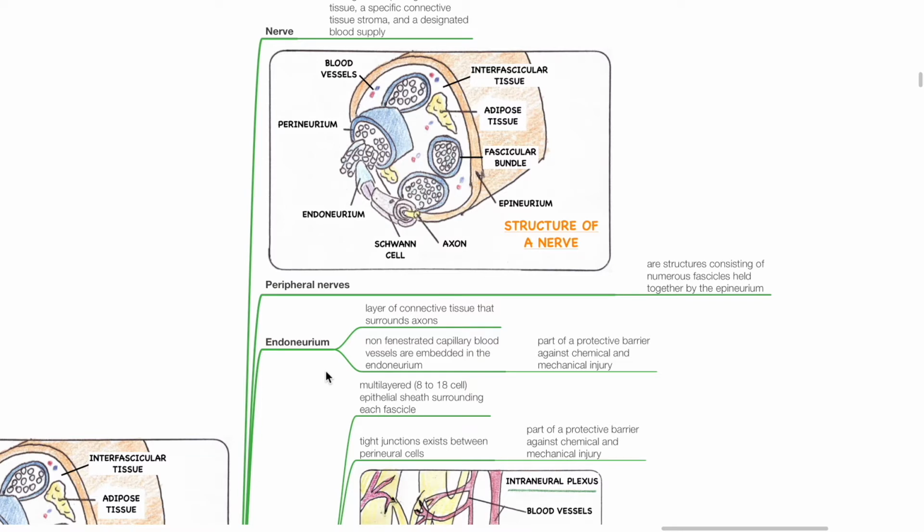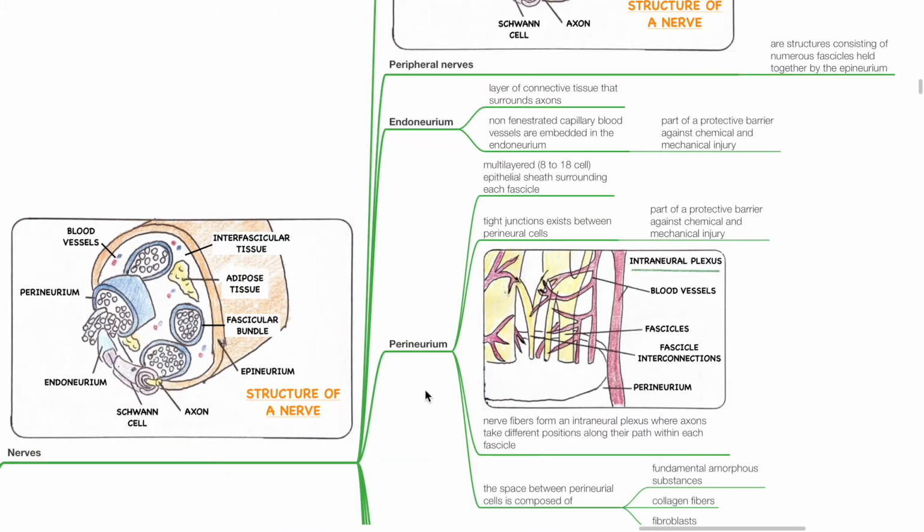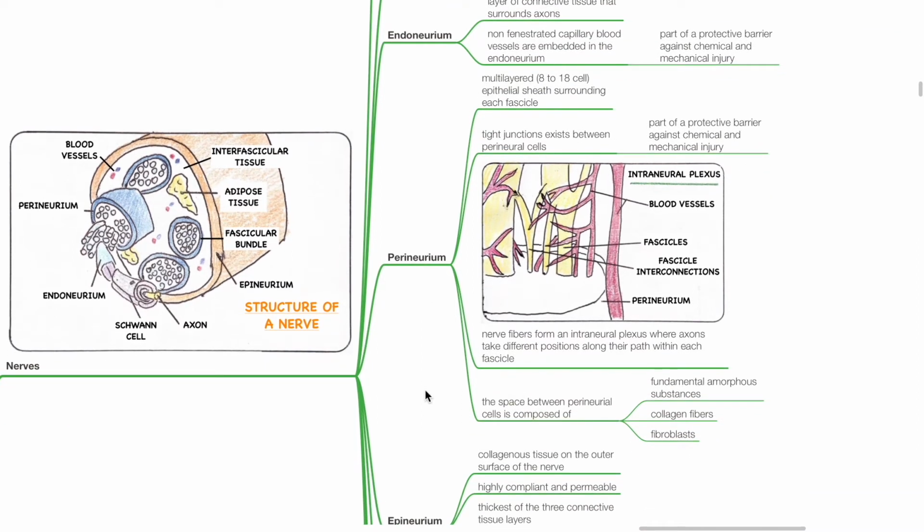Non-fenestrated capillary blood vessels are embedded in the endoneurium, which is part of a protective barrier against chemical and mechanical injury. The perineurium is a multi-layered, 8 to 18 cell epithelial sheath surrounding each fascicle. Tight junctions exist between perineural cells, which form a part of a protective barrier against chemical and mechanical injury. Nerve fibers form an intraneural plexus, where axons take different positions along their path within each fascicle. The space between perineural cells is composed of fundamental amorphous substances, collagen fibers, and fibroblasts.